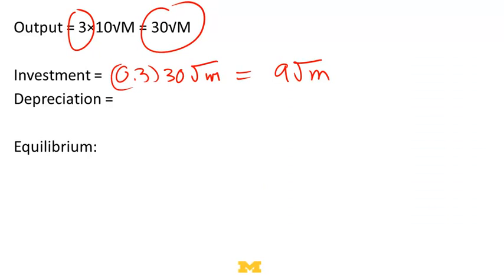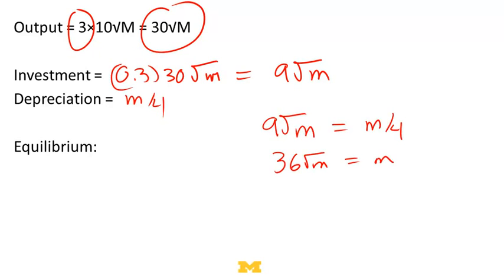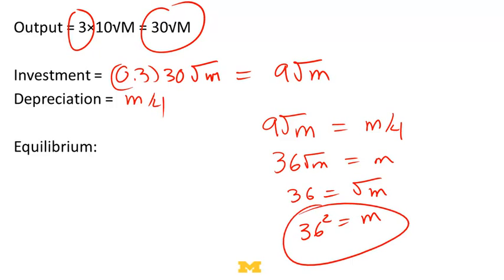What's our depreciation? Well, that's still just m over 4. So let's set these equal. 9 times the square root of m equals m over 4. So that means 36 square root of m equals m. So that means 36 equals the square root of m. So m is equal to 36 squared, right? So m equals 36 squared.